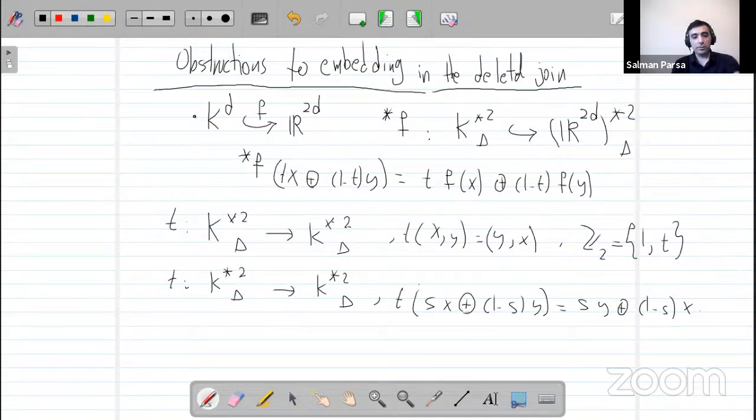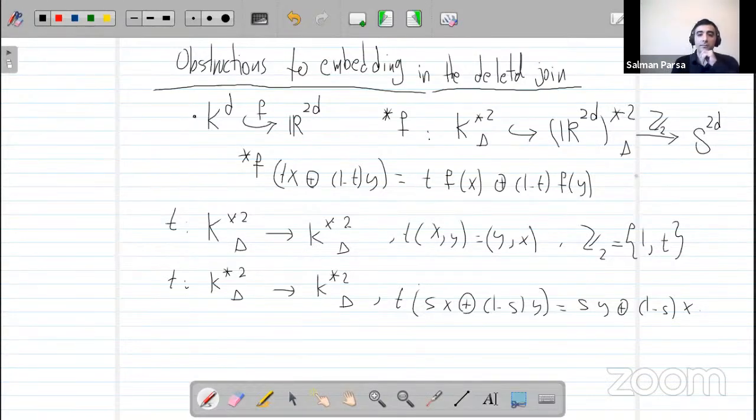Okay, so these are the definitions. And now if such a map exists, by the way, we know that there is some map of this space, the deleted join of R2D. There's an equivariant map into the 2D-dimensional sphere with the antipodal action on it. The spheres always have the antipodal action on them. I won't explain this, but this is known.